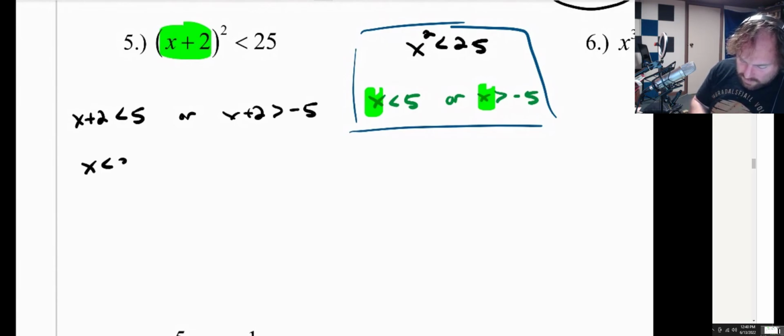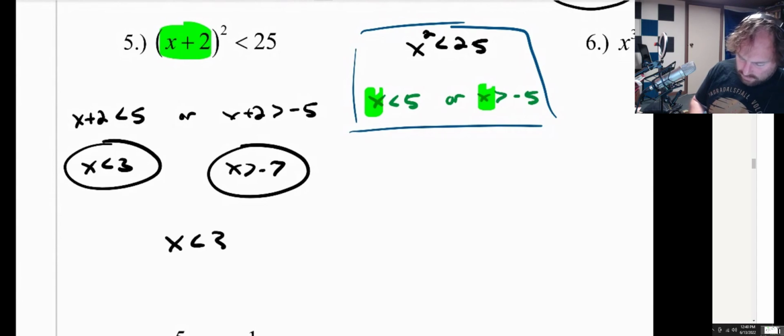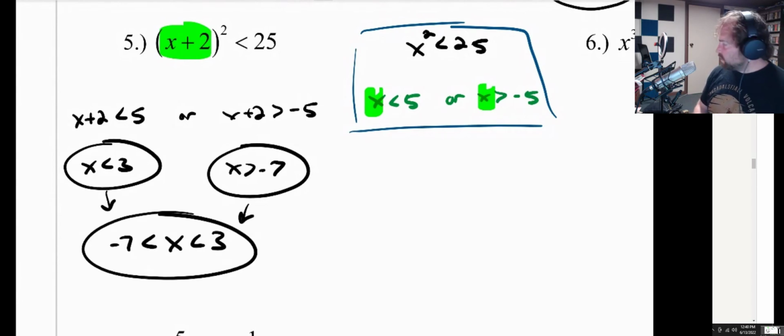X should be less than 3, or x should be greater than negative 7. Basically, any number in that set will do the trick. We could put those two facts together. X must be between 3 and negative 7, if you put them all together like that. So again, you could test any number in that set. 0, again, is a convenient case.